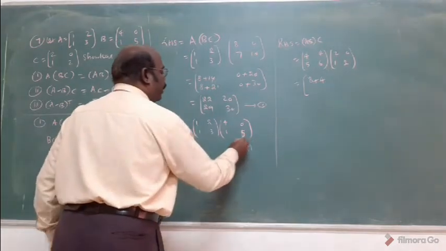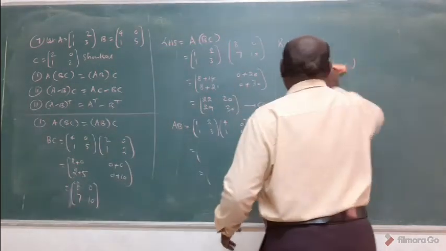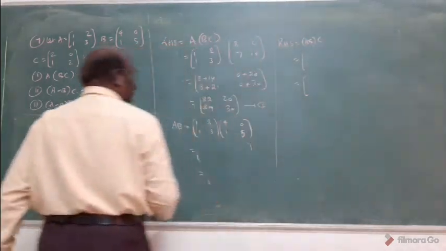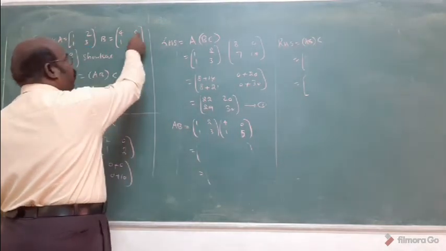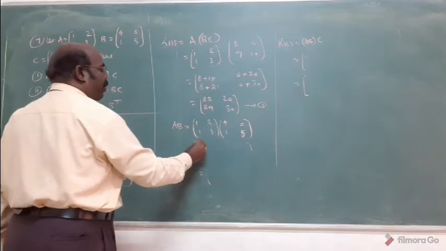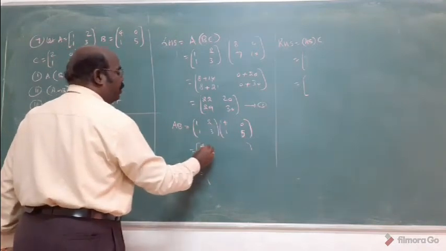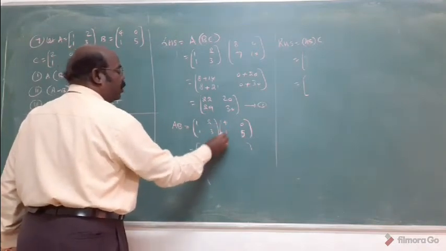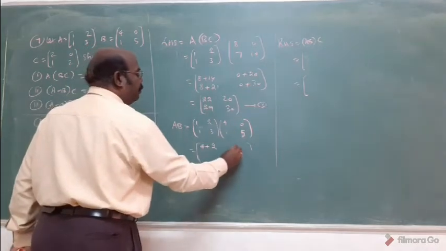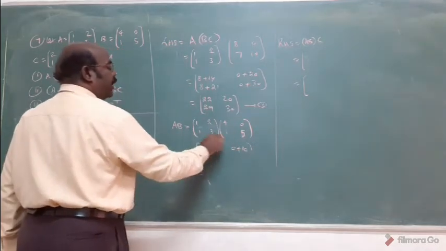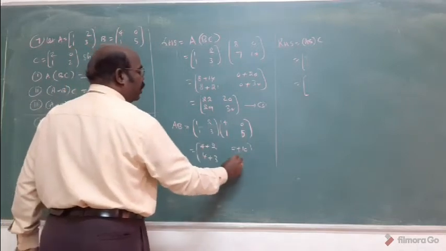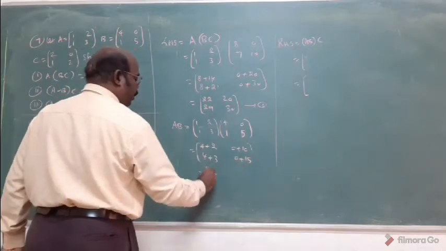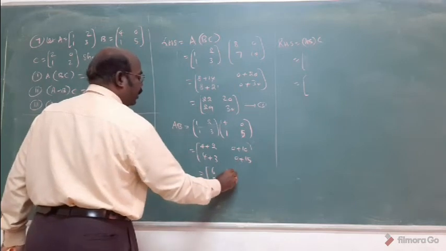You write the elements clearly. Then only you get LHS or RHS. The A values are 1 2 1 3. B values are 4 0 1 5. Now multiply first row first column plus first row second column, next second row first column, 1 into 4 is 4 plus 3. 1 into 0 is 0, and 15. Answer is 6 7 10 15.